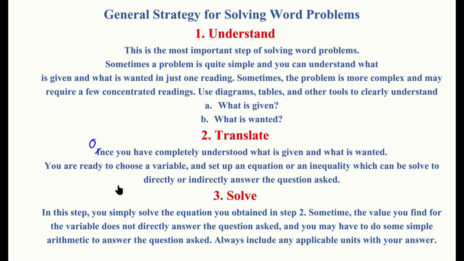Now, when we go ahead and set that up, the final step is the easiest step because this is just going to be solving the equation. Sometimes solving that equation will directly answer what is wanted here. Sometimes you have to do a little manipulation. For example, maybe you're dealing with a triangle and you found one angle, but they actually wanted another angle, which you can easily answer and get.